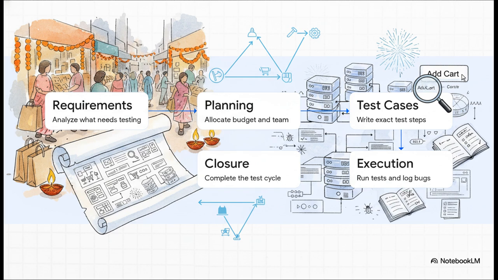First, there's requirement analysis, understanding what the test needs to do. Then, test planning, sorting out your budget and team. Next, test cases, writing the exact step-by-step actions to check that add to cart button. Then, execution, actually running those tests. And finally, closure. The V model is super similar. It just maps every single development phase directly to a corresponding testing phase.